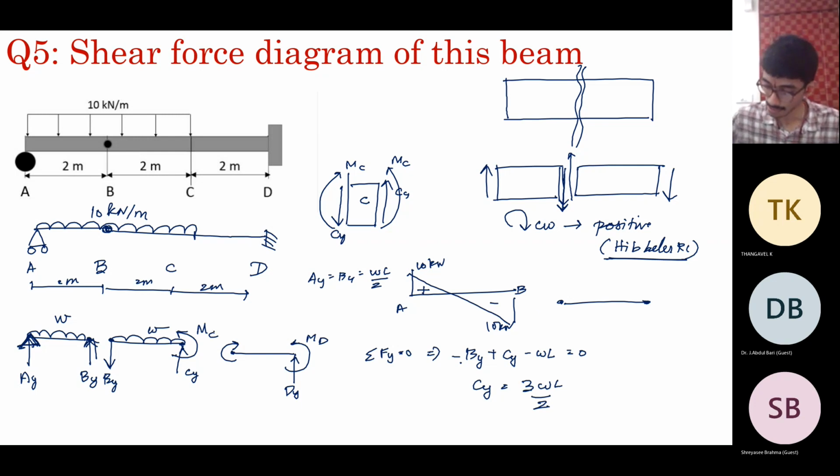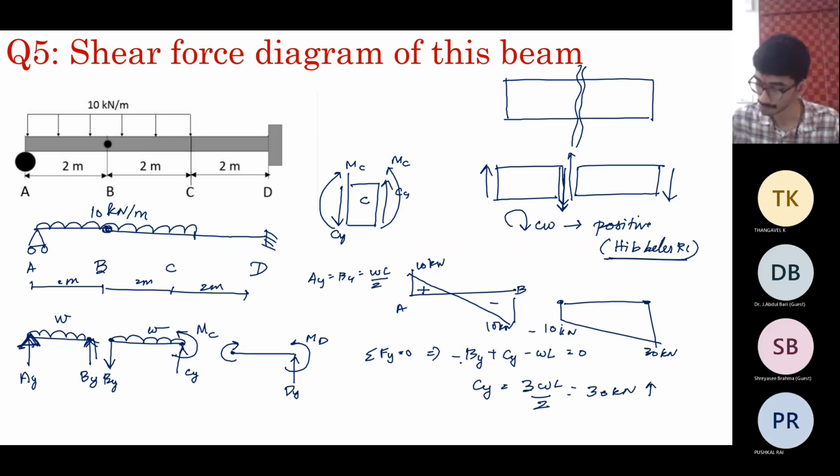Again, Cy is acting 30 kilonewtons upwards. Since Cy is acting upwards, but our sign convention is positive downwards, you get this. This is the shear force. Left side it is minus 10 kilonewtons, here it is minus 30 kilonewtons. Now coming to the last segment, which is CD. See, this is BC.